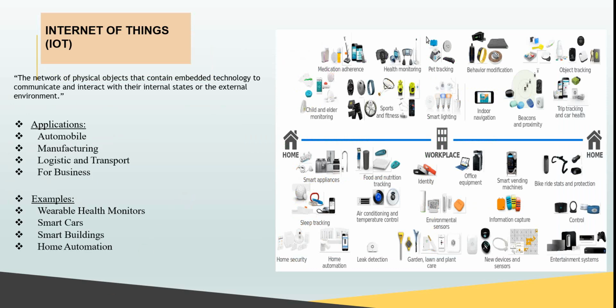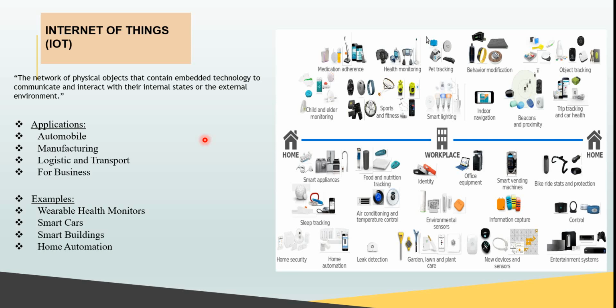Firstly, let me introduce the Internet of Things. Internet of Things is nothing but, as the word itself says, Internet and things. Connecting the things with the help of the Internet is called Internet of Things. Simply, it is a network of physical objects that contain embedded technology to communicate and interact with their internal states or the external environment, whether with internal devices or external devices. We have to remember that Internet of Things is nothing but the things which can be controlled by accessing the internet.